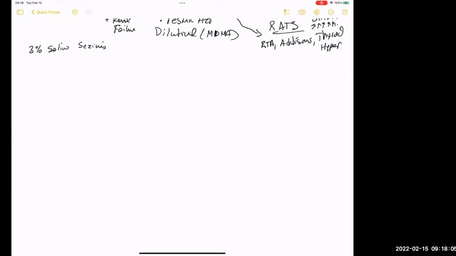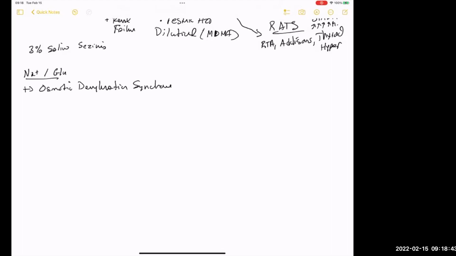But what is a big problem with correcting sodium in particular? And we see this not only with sodium, but we can also see this with glucose. So if we correct sodium and glucose too rapidly, what is one of the major problems we can run into? The osmotic demyelination syndrome. Awesome. Osmotic demyelination syndrome.